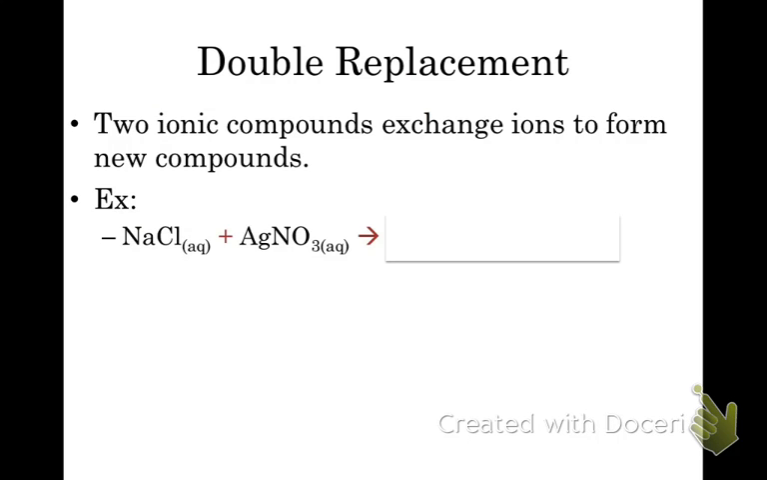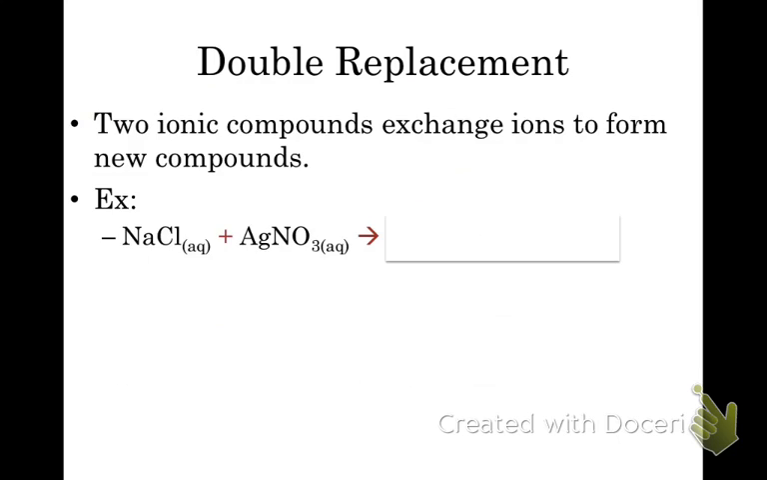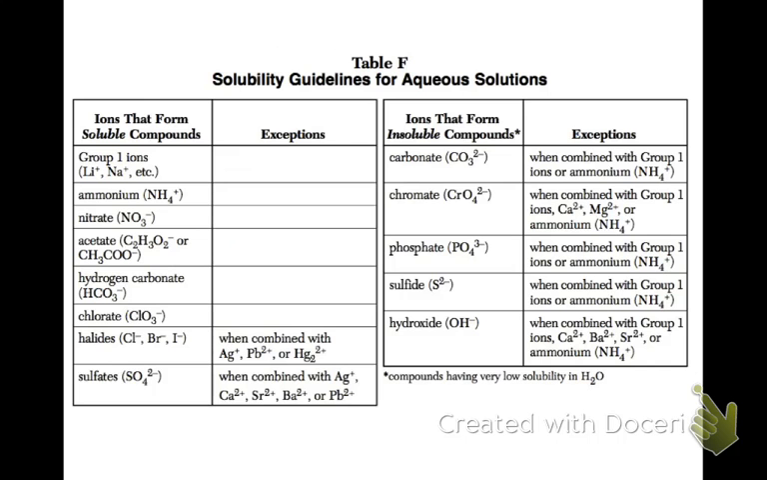So here we needed to see if sodium would combine with the nitrate and if silver would combine with the chlorine. So going back, if we wanted to form silver chloride, we'll come down here to the halides. This is where chlorine is. And chlorine will dissolve in water. It will be aqueous unless it's combined with silver. So we know that silver chloride will be a solid. So the reaction can occur.